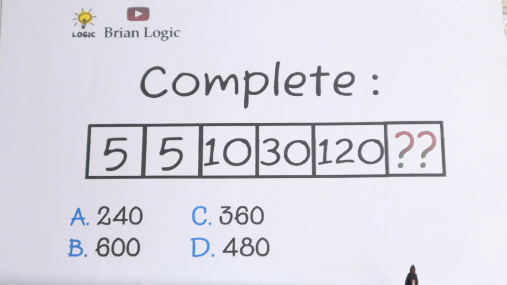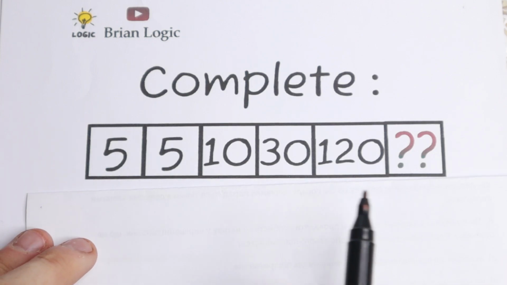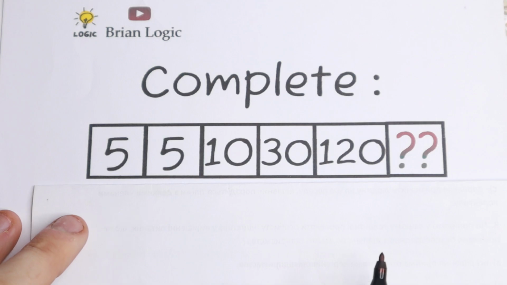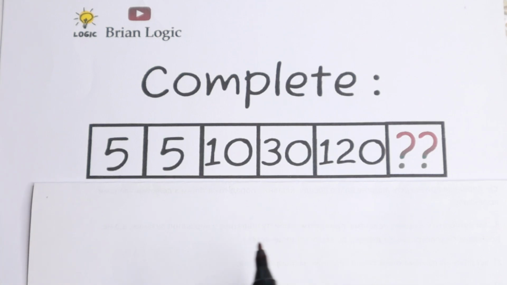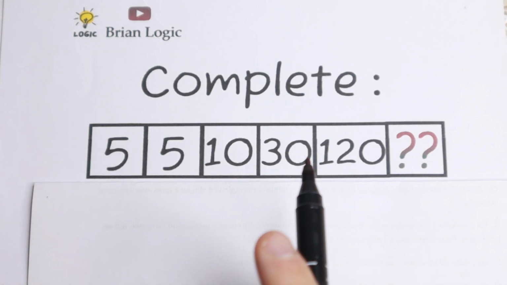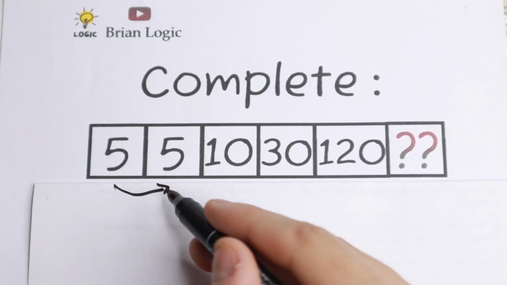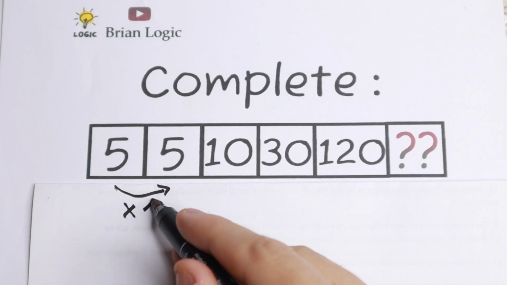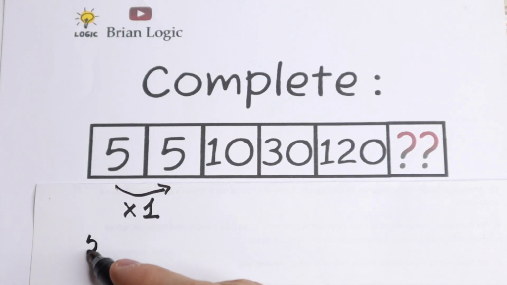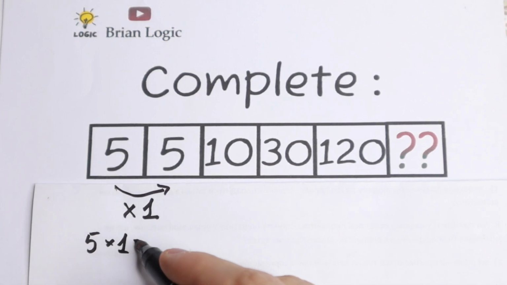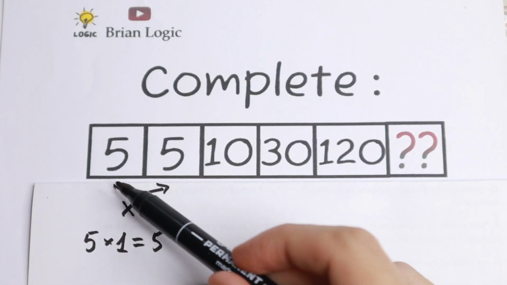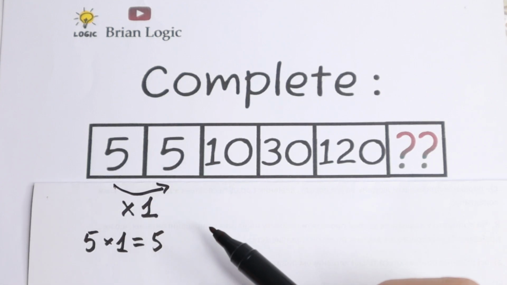So we have 5, 5, 10, 30 and 120. What is the pattern between all of these numbers? I hope you see right now that the pattern between these numbers is the next one. So if we multiply the first number by which number? By 1. If we multiply 5 by 1, we will have 5, because 5 times 1 will be equal to 5. So if we multiply the first number by 1, we will have the second number.